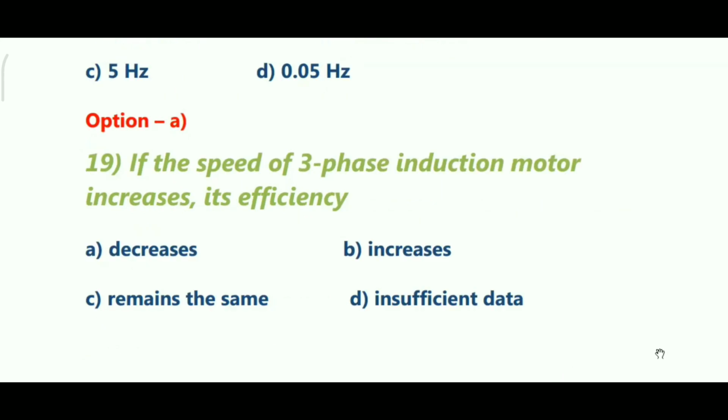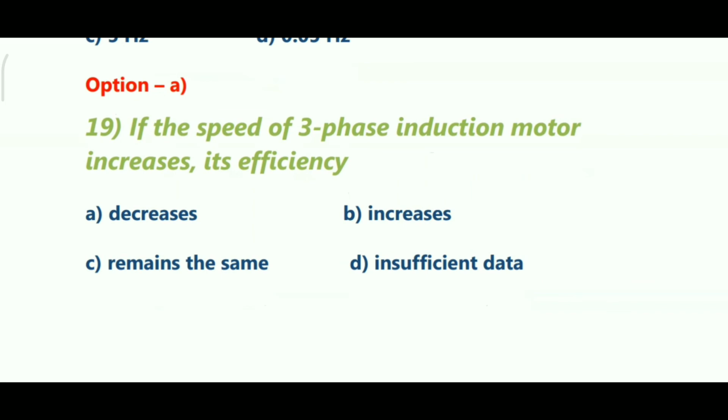So next question. If the speed of a 3-phase induction motor increases, the efficiency: option A, decreases; option B, increases; option C, remains the same; and option D, insufficient data. So here the correct answer is option B, increases.